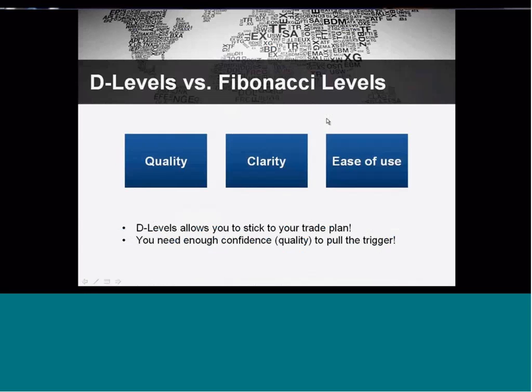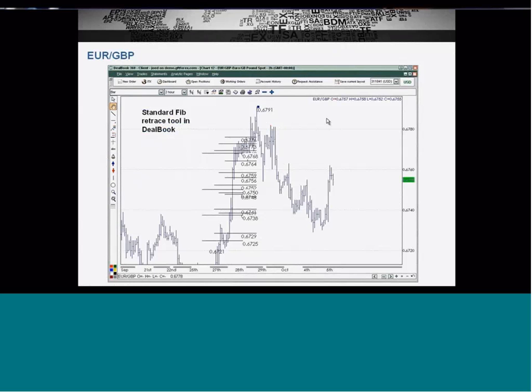Quality, clarity, and ease of use. That's what the whole thing is about. It allows you to stick to your trade plan. If you use standard Fibonacci studies, you get something that looks like this or like this.